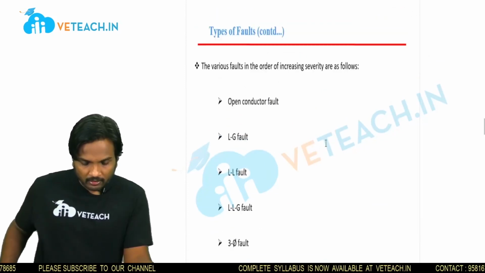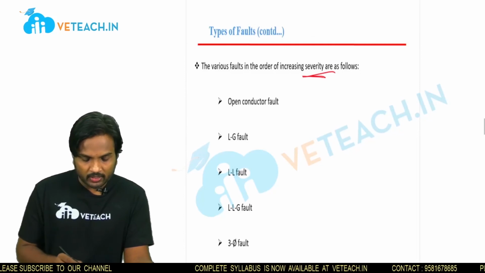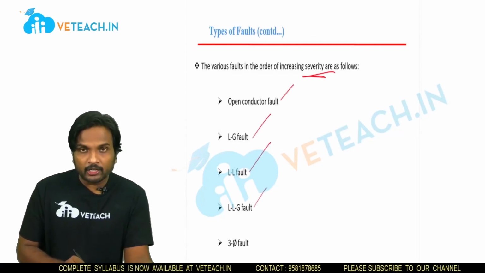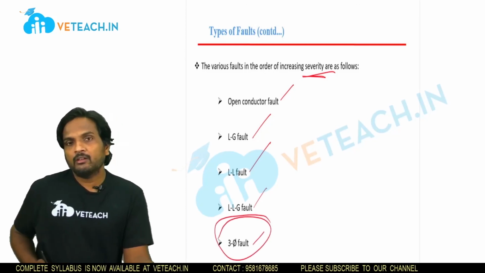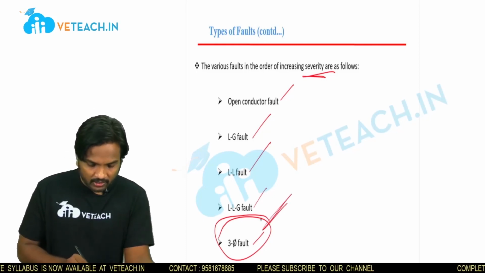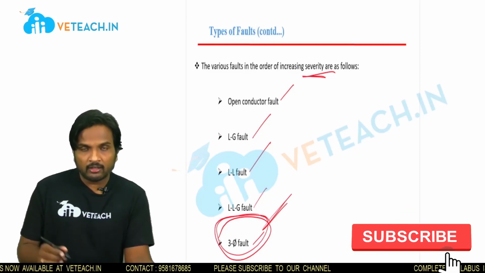See here, the various faults in the order of increasing severity are as follows: open conductor fault, line to ground fault, line to line fault, double line to ground fault, and three-phase fault. In increasing order, the three-phase fault has the highest severity among the other faults.